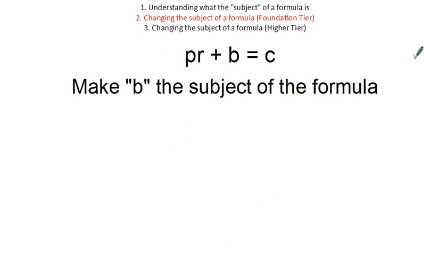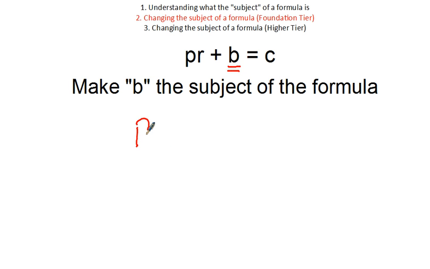So let's have a look at an example. This one says make b the subject of the formula. So this is what we're aiming for. We just want the b left on the left hand side. So the problem is that we've got this PR here. We don't know what p is, we don't know what r is. That doesn't matter because we've not been asked to solve the equation, we've just been asked to rearrange it.